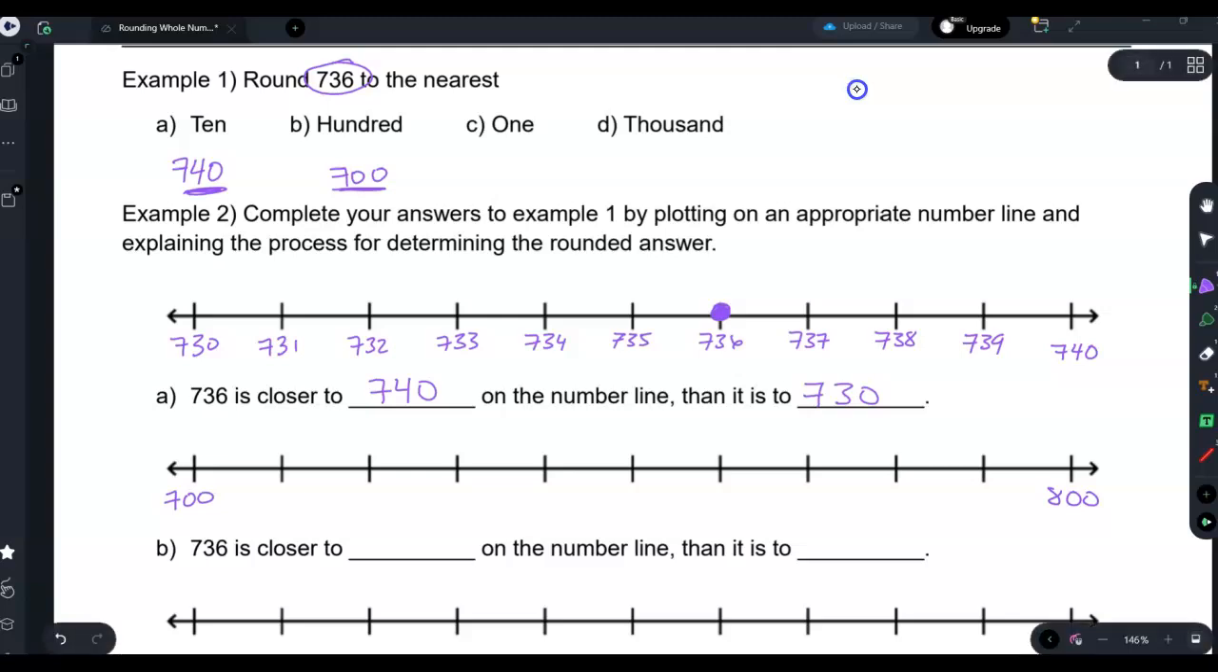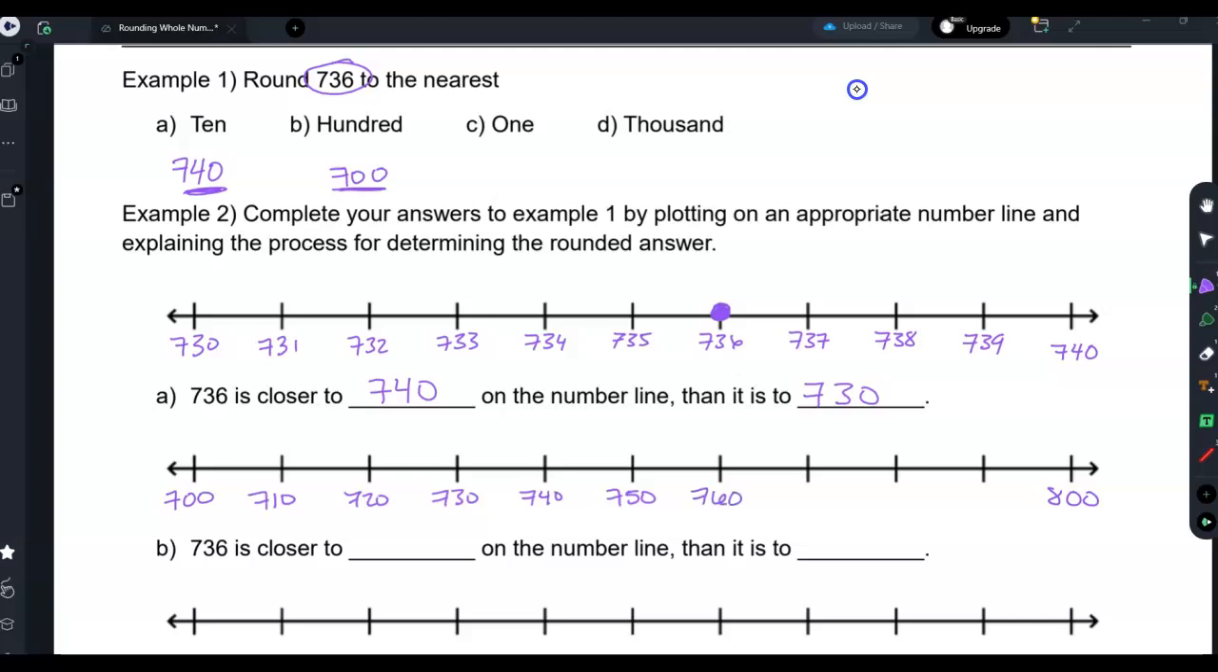All right, so if this is between 700 and 800, halfway between is going to be 750, which means I'm counting by tens here. So 710, 720, and so on. And then we need to actually plot our numbers. So 736 is in between 730 and 740. So I'm going to use my filled in circle, and you do need to label that as well. 736.